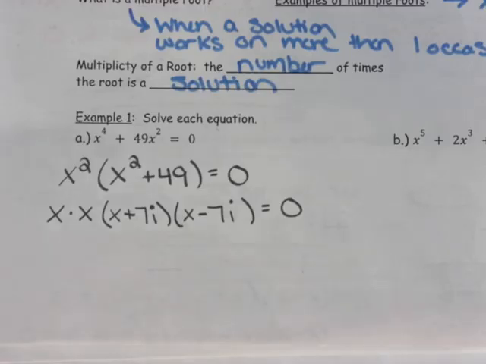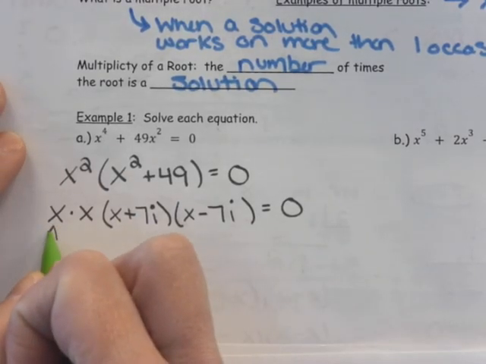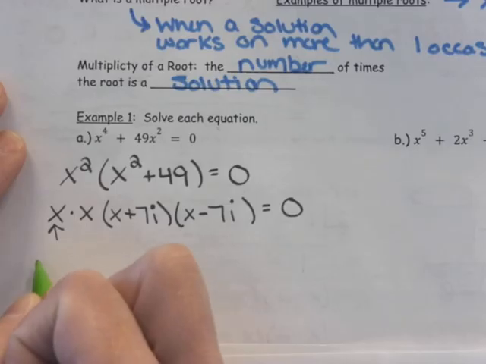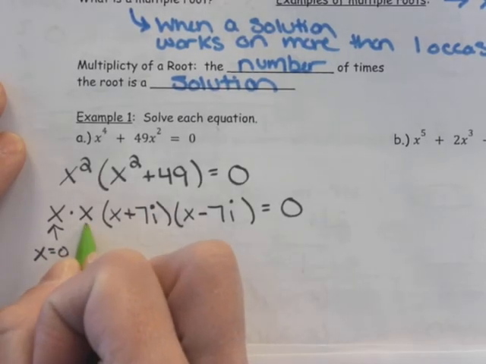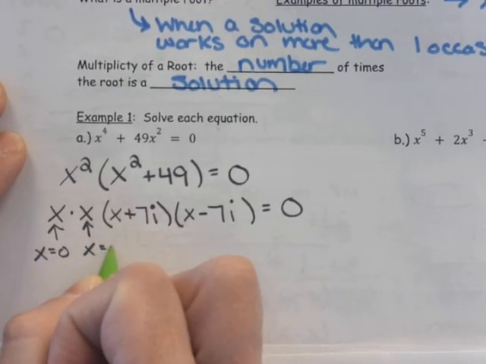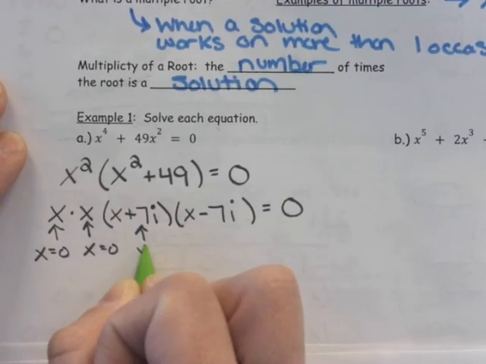Okay, so let's talk about what our solutions are. What would make this 0? 0. What would make this 0? What would make this 0?